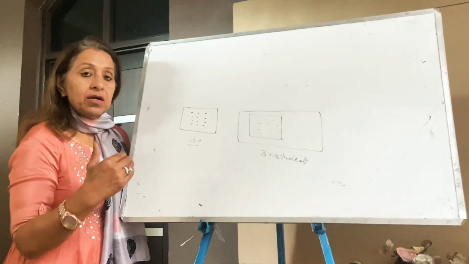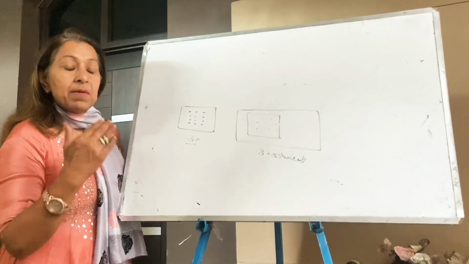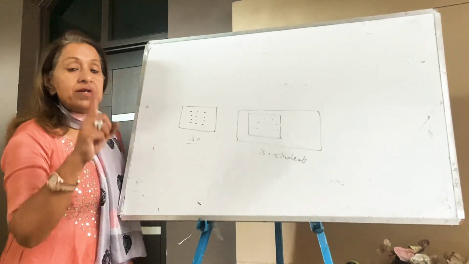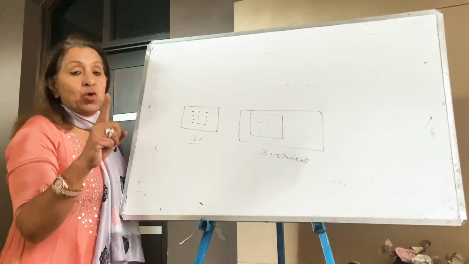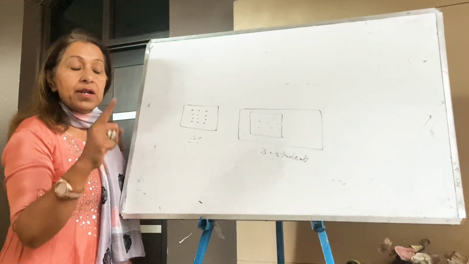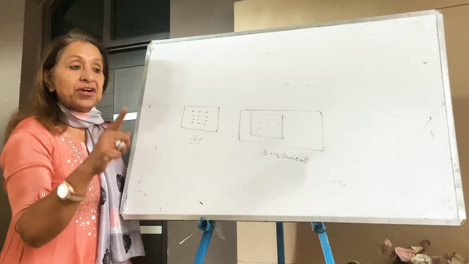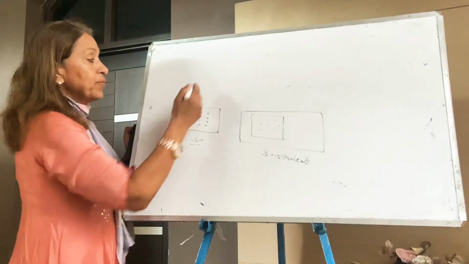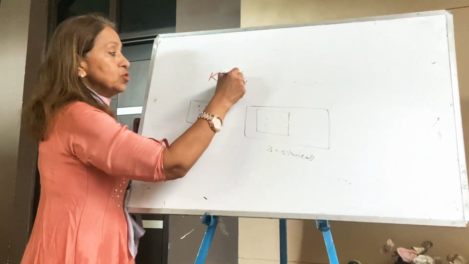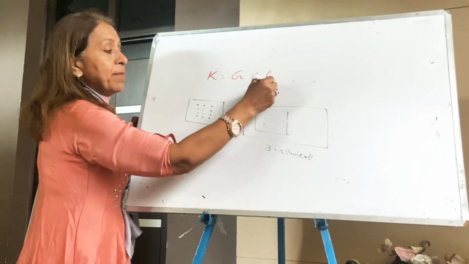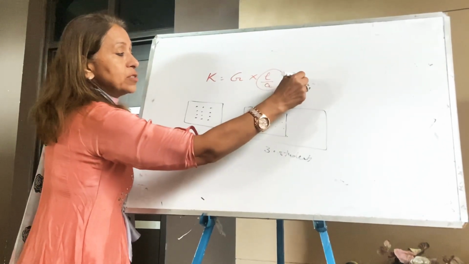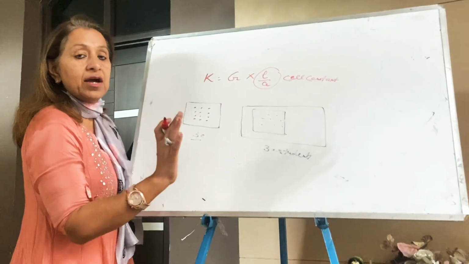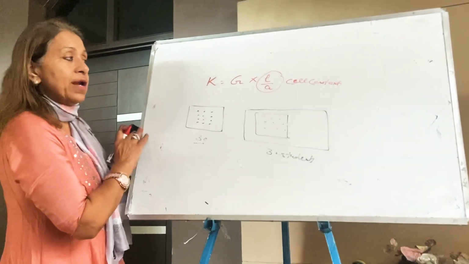So what is conductivity? Conductivity is represented by kappa, K. Remember, conductivity is the conductance of 1 centimeter cube solution. If the volume increases, the number of ions per centimeter cube decreases, so conductivity decreases with dilution. Kappa is equal to G into L by A, and this L by A is a cell constant. Write down: length of the electrode and area is the cell constant. Whenever cell constant is given, that means L by A is given.